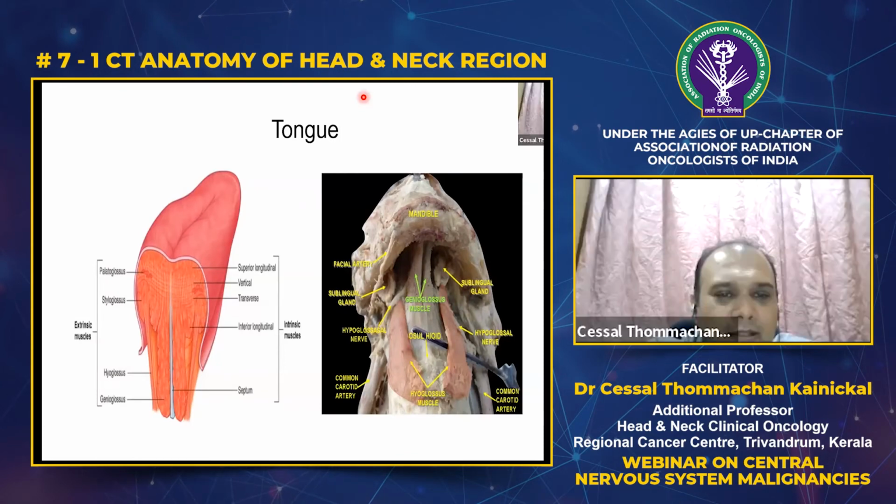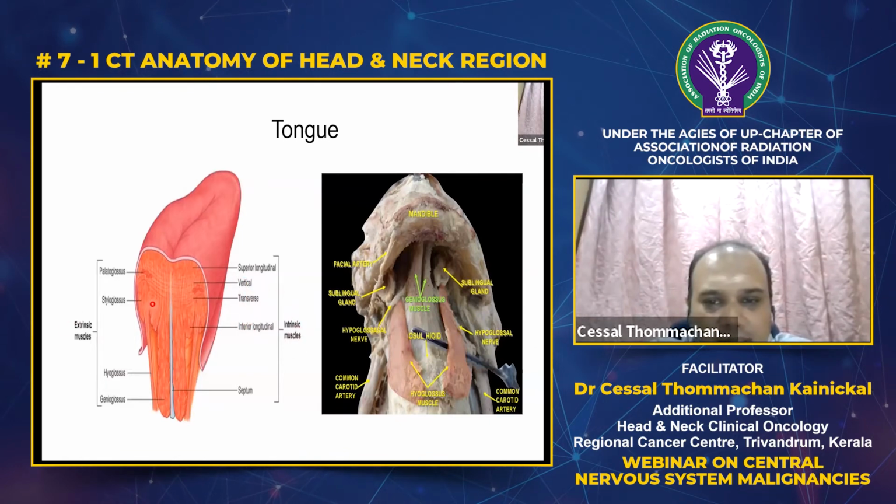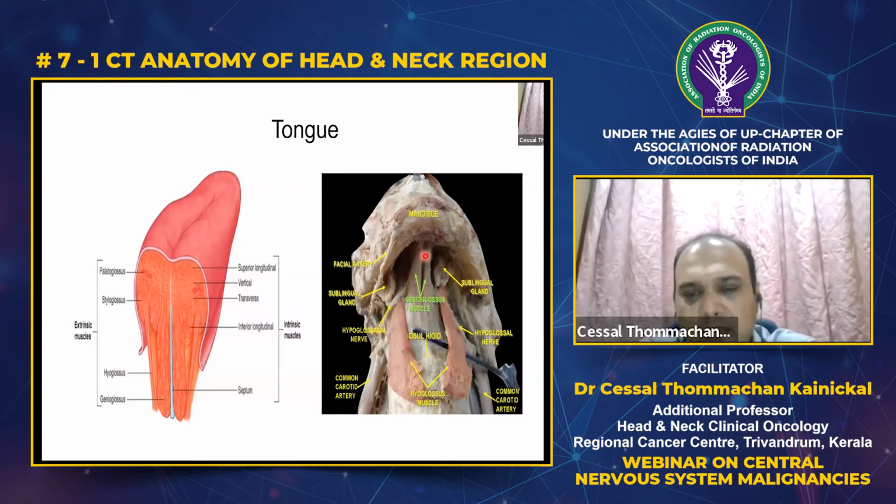Okay, so this is the tongue. You have the intrinsic muscles and extrinsic muscles. The intrinsic muscles are the superior longitudinal, the inferior longitudinal, the vertical, and the transverse. This forms the intrinsic muscle. The extrinsic muscles: the main bulk is formed by the geniohyoid muscle.